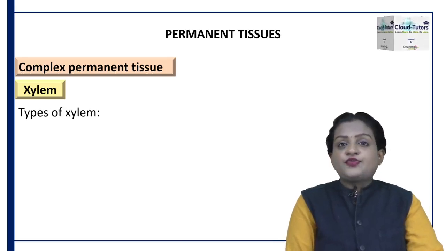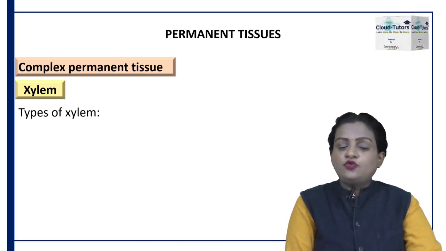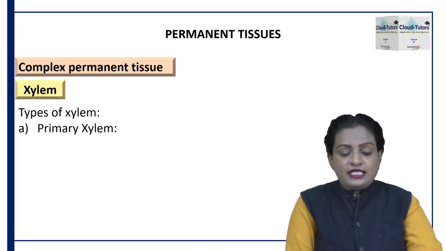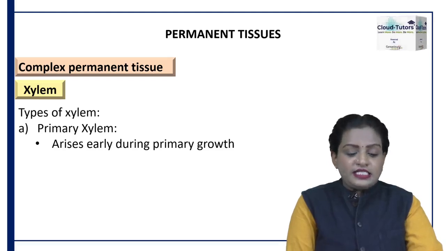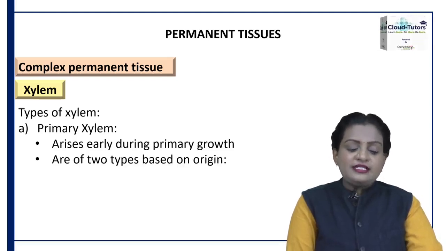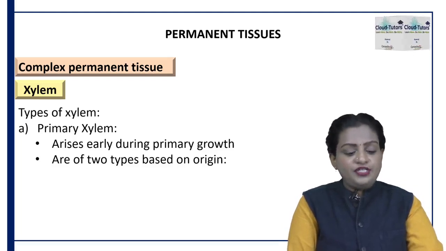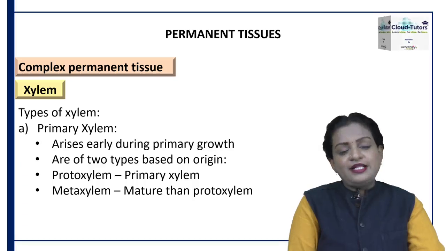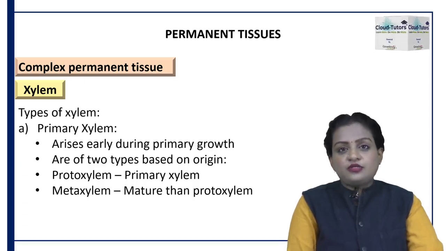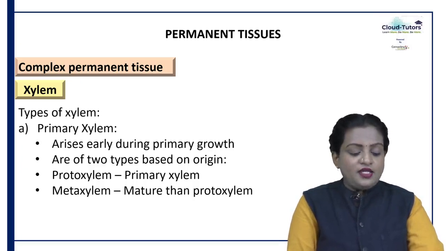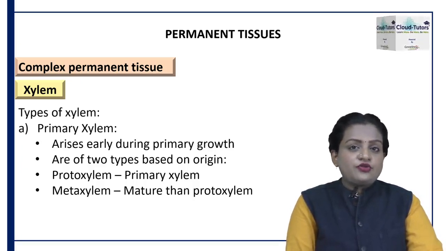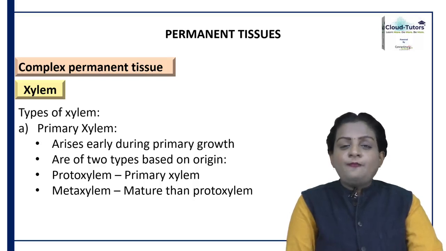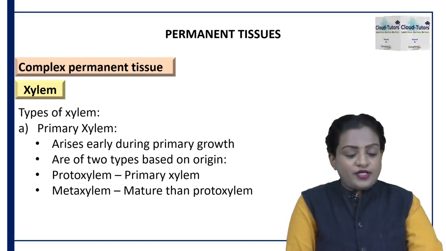Now coming to types of xylem. We have two main types of xylem depending on origin. First is primary xylem. That means it arises early during primary growth and is of two types based on origin. One is protoxylem, primary xylem. Second is metaxylem, which is more mature than protoxylem. So this arrangement of protoxylem and metaxylem within the tissue is very important.